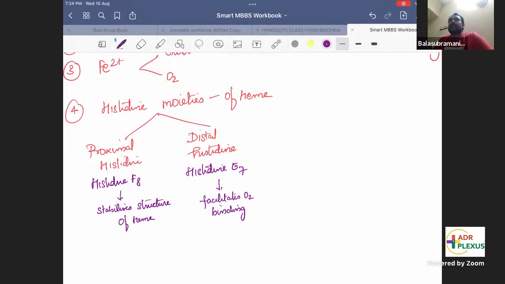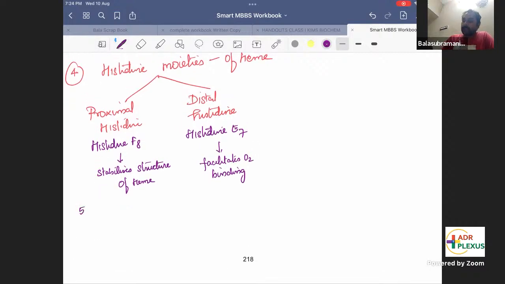The histidine which is closer to the heme is called the proximal histidine. The histidine which is farther away from the heme molecule is called the distal histidine. The proximal histidine stabilizes the structure of the heme molecule, whereas the distal histidine facilitates O2 binding. So basically, histidine is an amino acid which is present in the hemoglobin. So the last point is that histidine is an amino acid which is present in the hemoglobin.